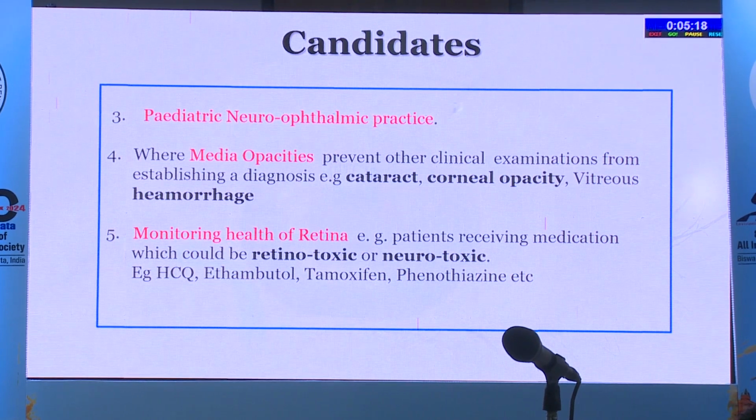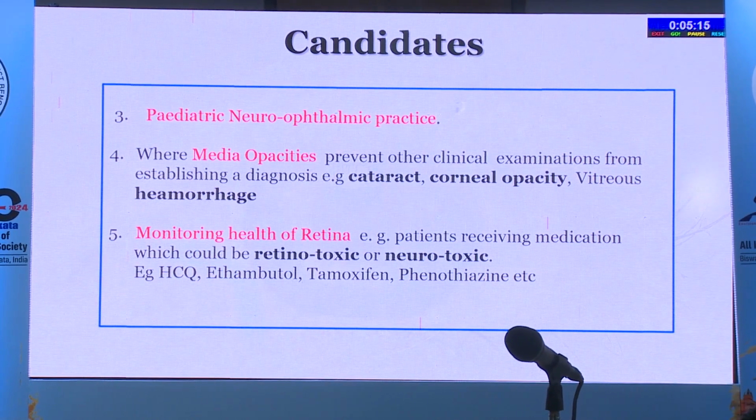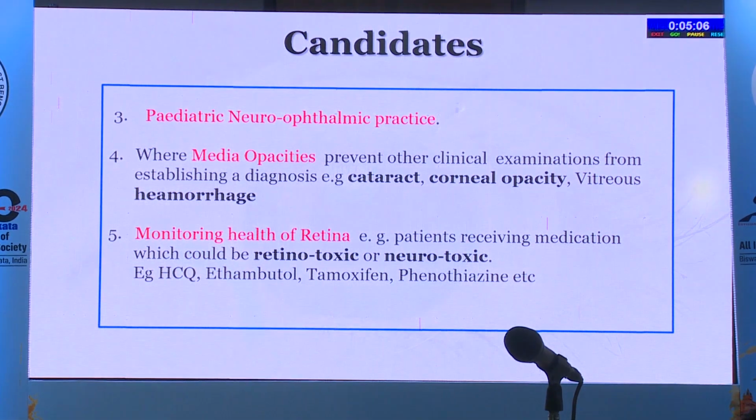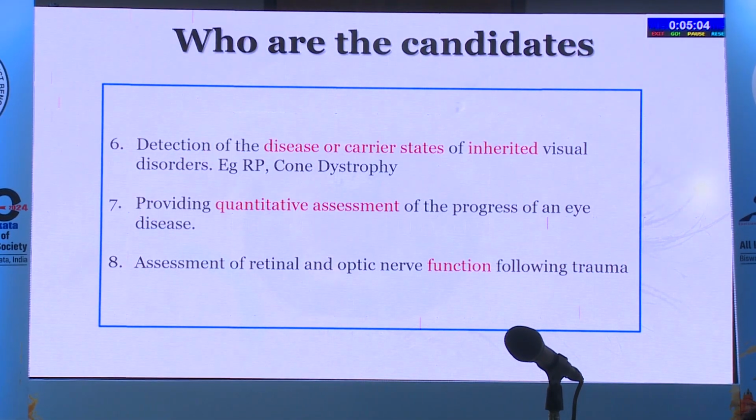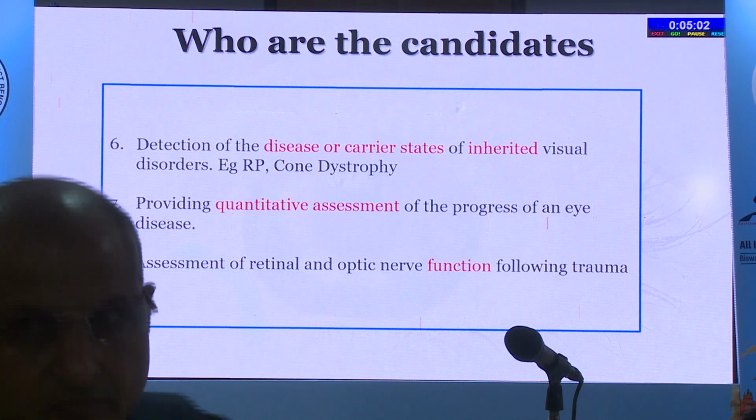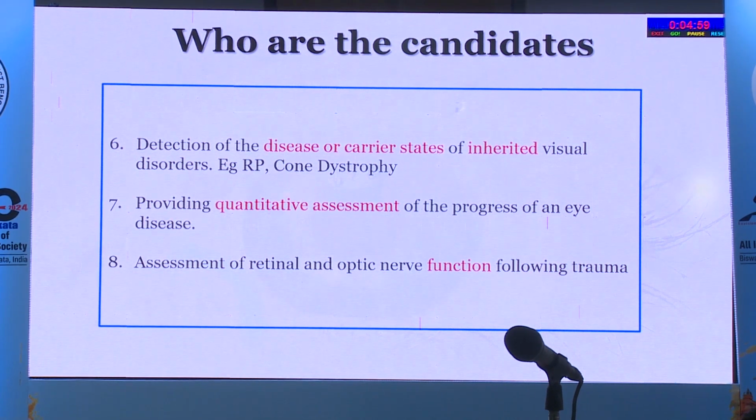And in monitoring the health of the retina when the patients are receiving medications which would be retinotoxic or neurotoxic, like HCQ, ethambutol, tamoxifen, and phenothiazines, etc. In detection of the disease or carrier state of inherited visual disorders like RP and cone dystrophy, this is very useful. It provides a quantitative assessment of the progress of an eye disease and in assessment of retinal and optic nerve function following trauma.